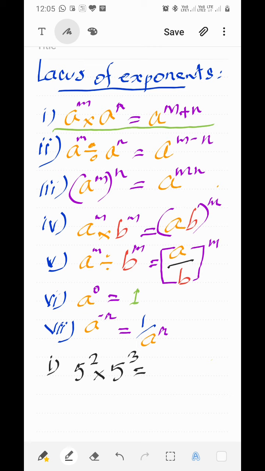How did you get 5 raised to 5? 5 raised to 2 plus 3, which is 5 raised to 5. Okay. Now go to the second example.